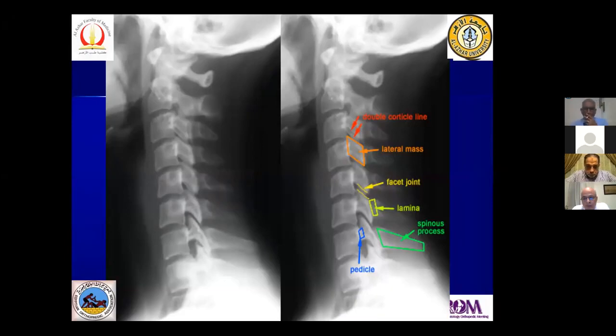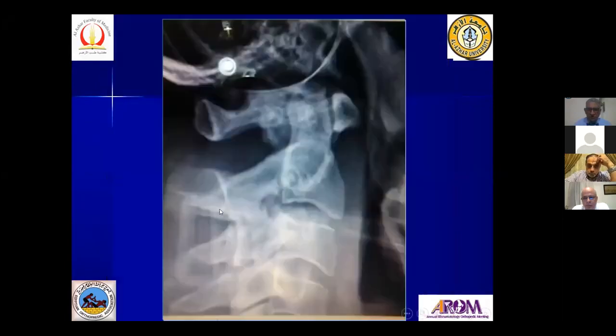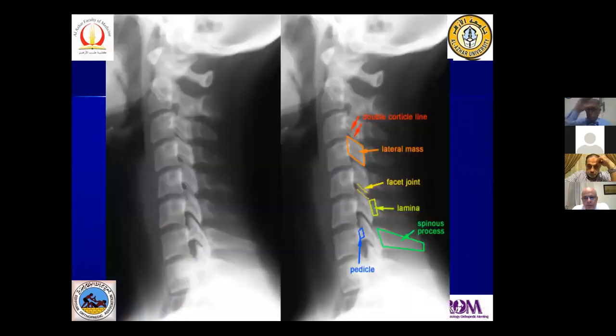And this is the lateral mass. Here, this is the lateral mass. Here is the joint line, double cortical line, which is the facet joint. This is the lamina here. This is the space. This is the lamina. And this is the pedicle. It is a small part. This is the blue one. And the spinous process, which is the C7. So how to interpret it? This is the bony landmark of the lateral view.